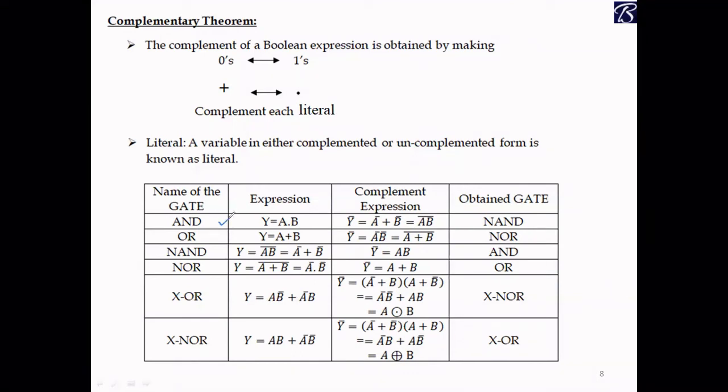So let us take AND gate. Let us find out the complement of AND gate. The expression for AND gate is y equal to A into B. So first apply the duality, that is A plus B it becomes, and take the complement of each literal, that is A bar plus B bar. Now if you apply De Morgan's theorem, this is nothing but AB whole bar, which is nothing but a NAND gate. So the complement of AND gate is NAND gate.